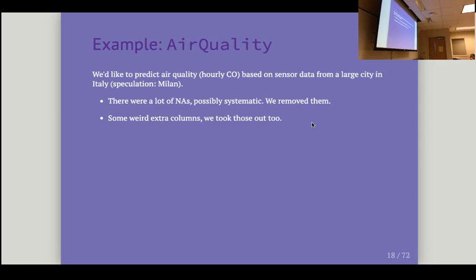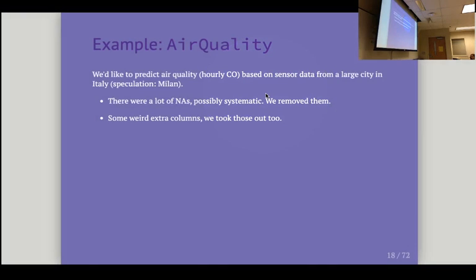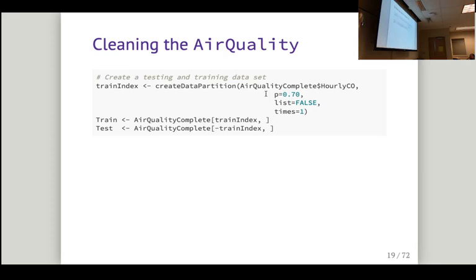We also talked about our data set. As a little refresher, we're going to work with a data set that is predicting air quality, so hourly CO2 measurements, based on sensor data from a large Italian city, probably Milan. There were a lot of NAs. It's possible that these NAs were systematic. Many of the variables had 480 observations missing. Maybe those 480 missing observations represented a time where the sensor was failing, for example. So we took out those NAs. We also took out some weird extra columns.